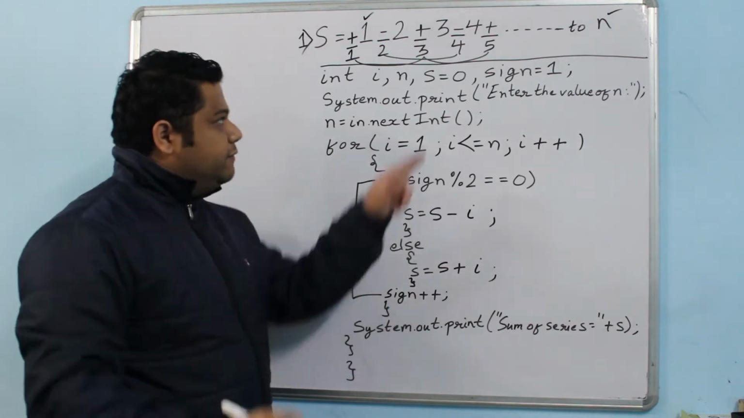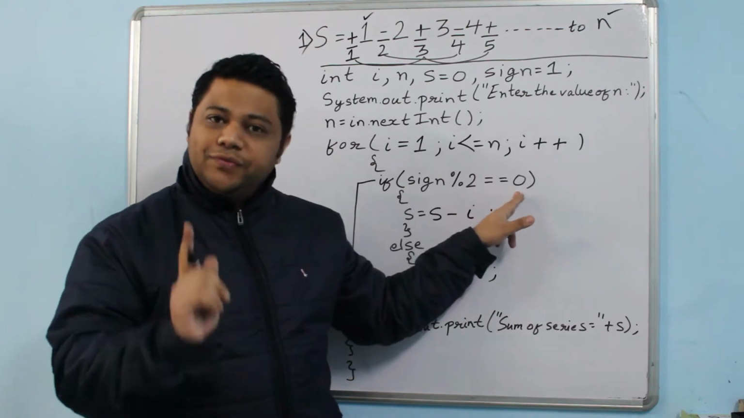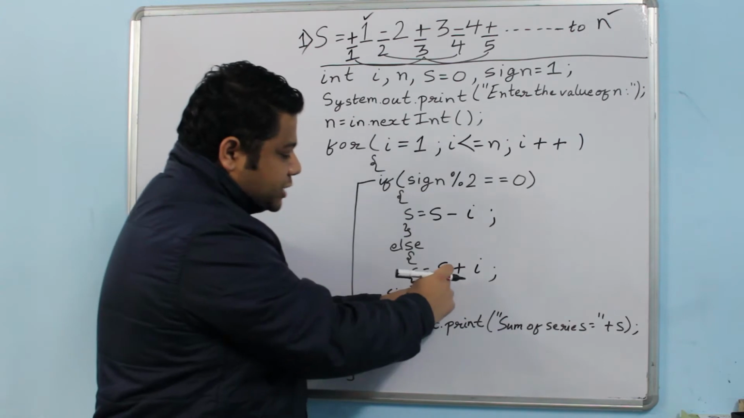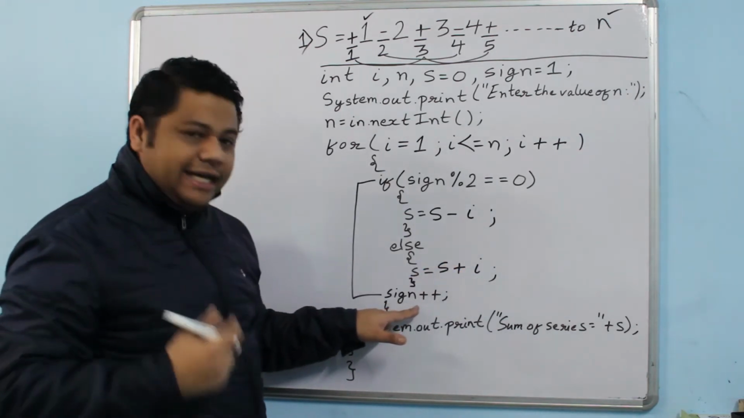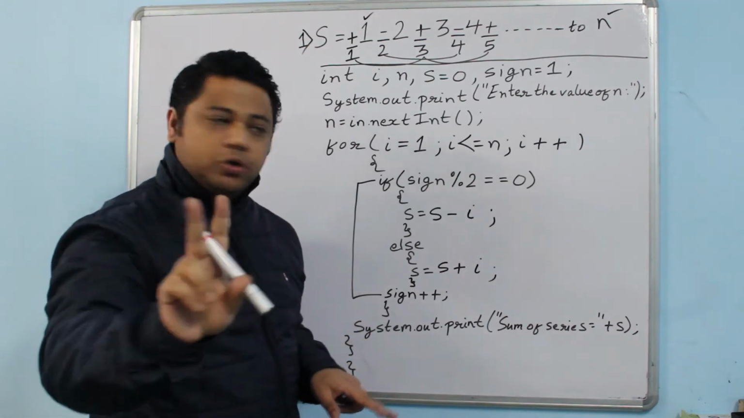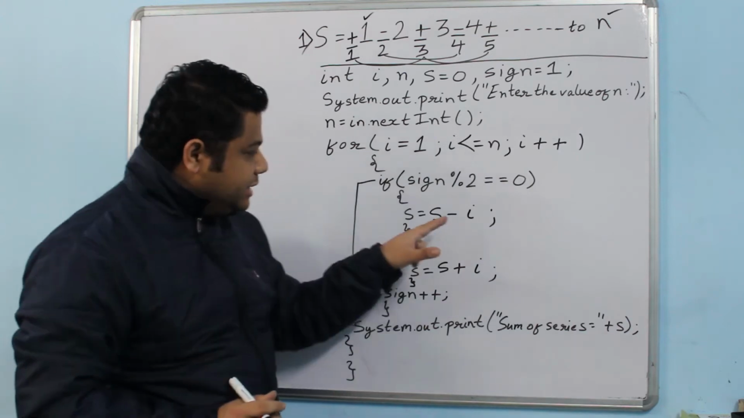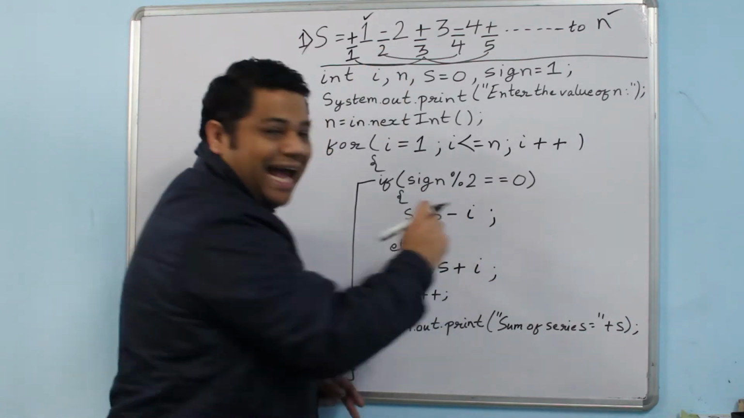So what happens over here? First time the value of sign is 1. So 1 modulus 2 equals 0 is false. So it will go to the else part. So the first thing that will happen, 1 will be added. So S plus i. After that the value of sign increases. Now the value of sign becomes 2. 2 modulus 2 equals 0 is true. That means it will go inside this and it will subtract. So minus 2. So S minus i.